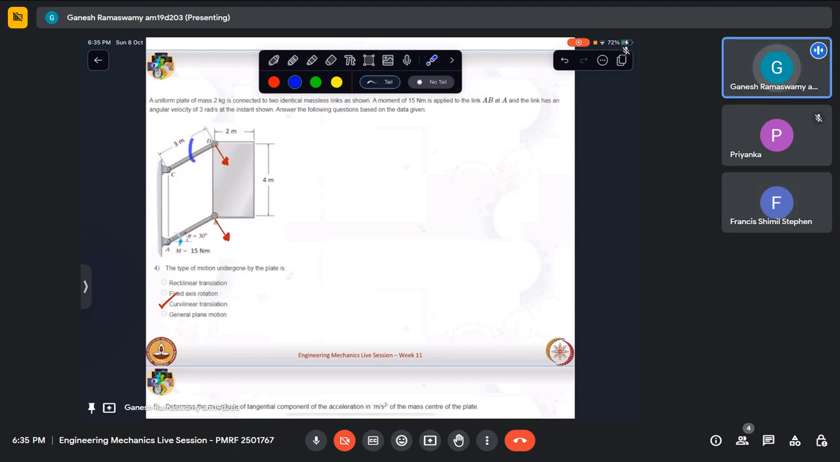No, if we remove any link, then we are not talking about this configuration at all. But if we are analyzing this configuration, at any point it will be undergoing translation, curvilinear translation only. Because by virtue of these pins, it will have to undergo curvilinear translation only.